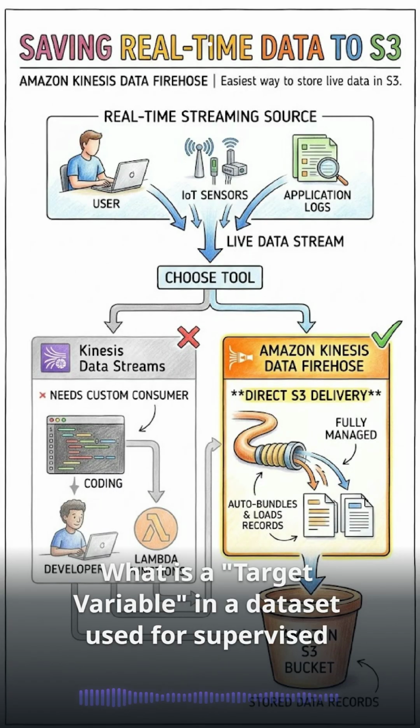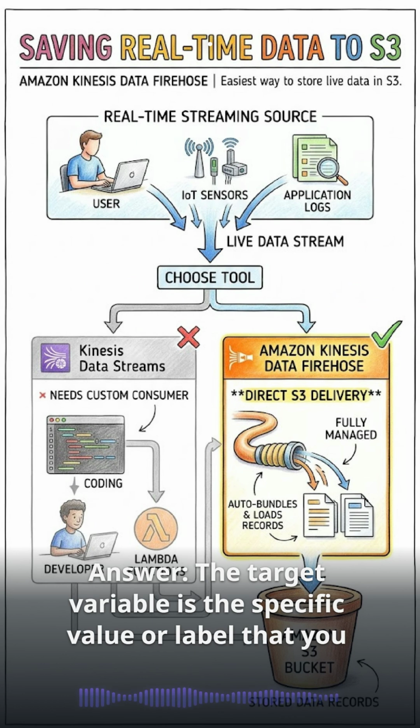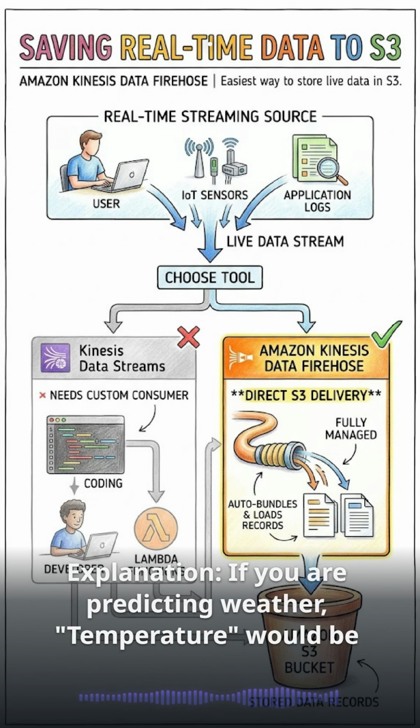73. What is a target variable in a dataset used for supervised machine learning training? The target variable is the specific value or label that you want your model to learn to predict. If you are predicting weather, temperature would be your target variable while humidity and wind are your features.